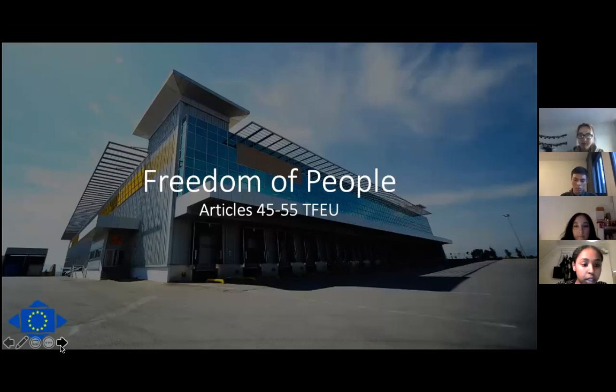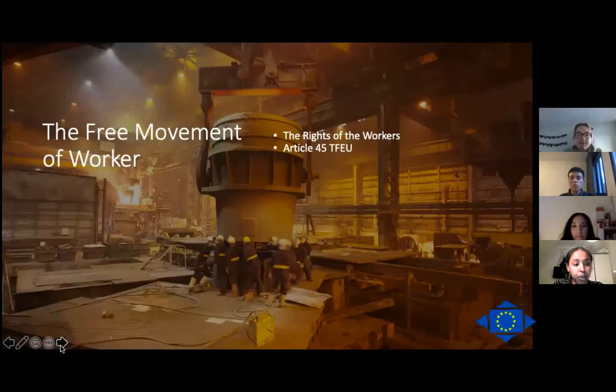Can you go to the next slide, please? So, the free movement of workers. A worker can be defined as someone who for a certain period of time performs services for and under the direction of another person in return for remuneration. The rights of workers can be divided into different types. They have the right to seek work in another member state, movement and residence rights, family rights, and finally, workers have a market access right.